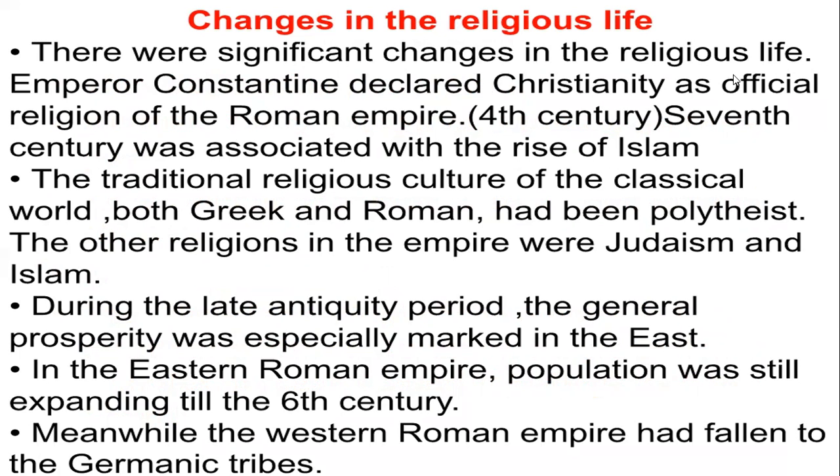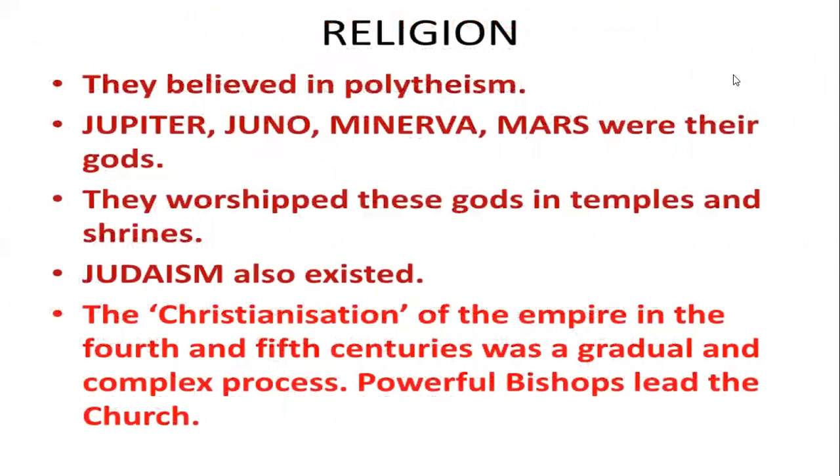During the late antiquity period, general prosperity was especially marked in the East. The Eastern Roman Empire's population was still expanding till the 6th century. Meanwhile, the Western Roman Empire had fallen to the Germanic tribes.